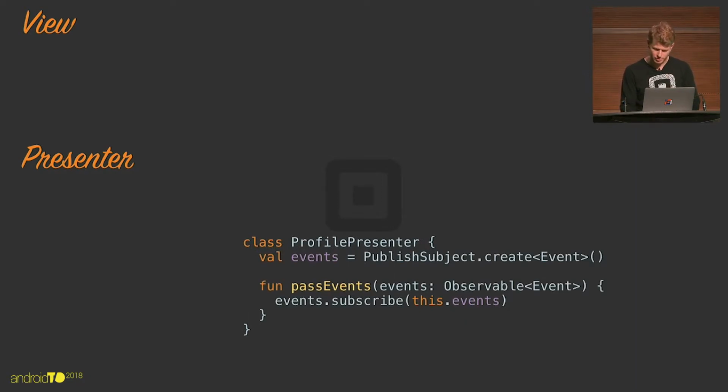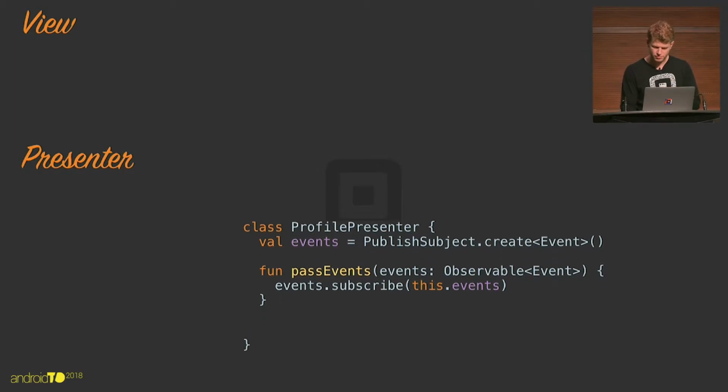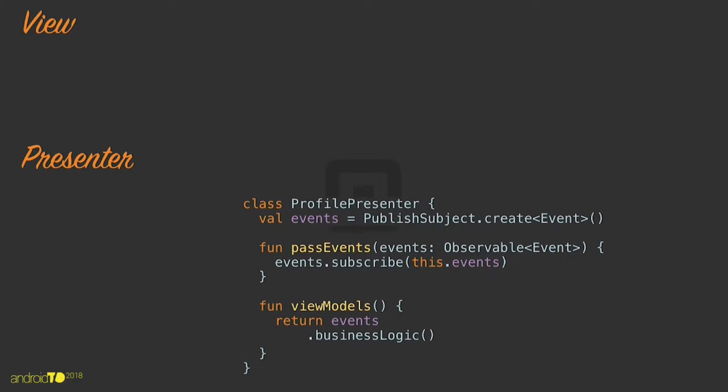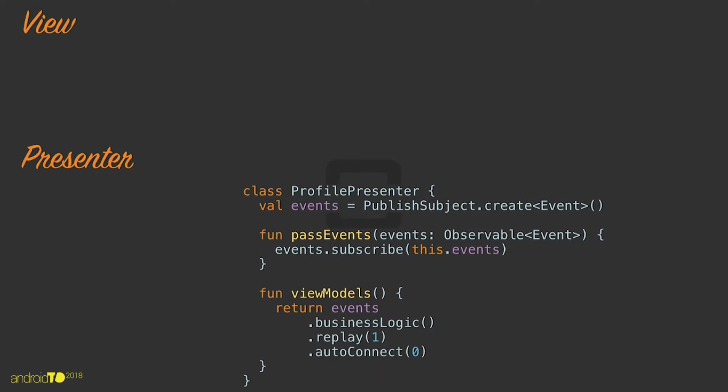So we create a subject which the view would pass events to. And then inside the view model method, we would return view models from our field events. And so because after rotation, we want the view to bind back to the presenter and get the latest object, we'd want to replay one. So the latest created object will be emitted again.